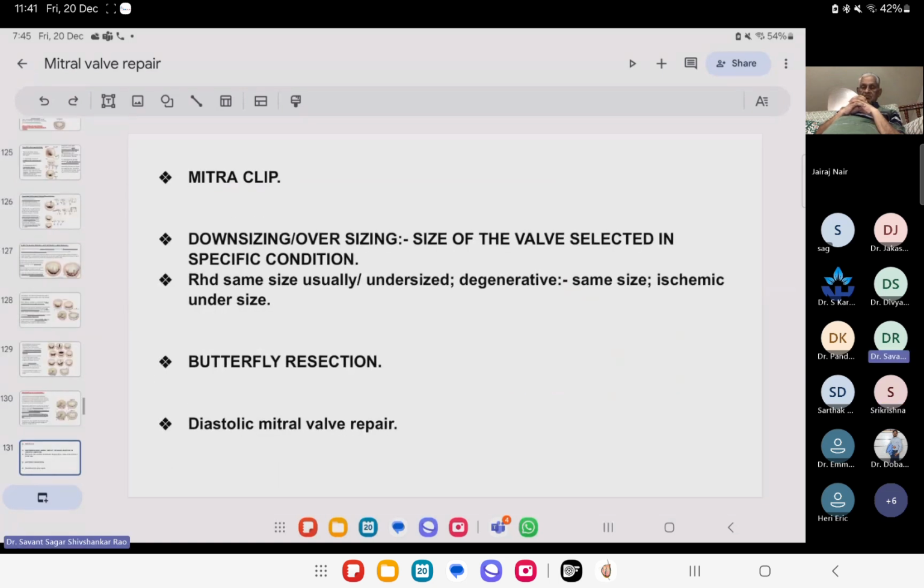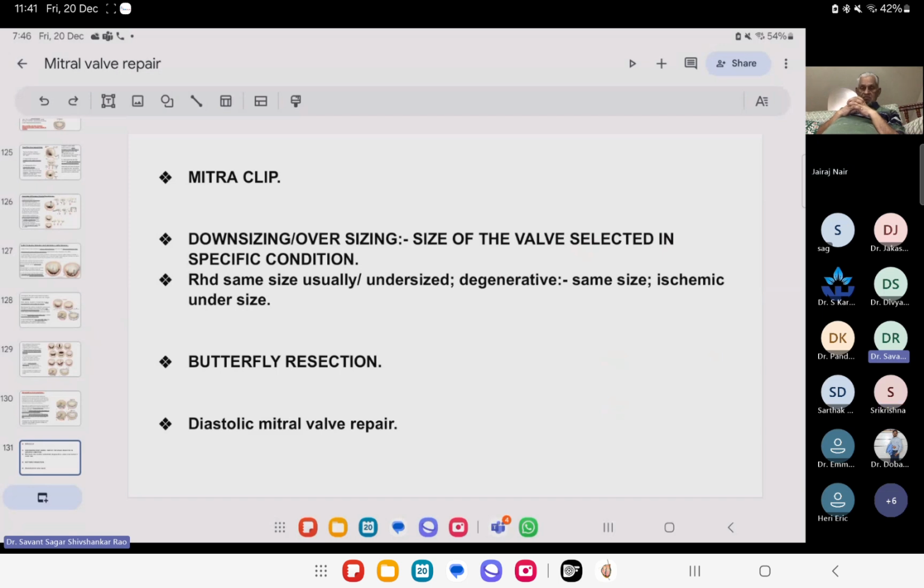So these were the last. Previously, we had asked questions in the previous class: that is the mitra clip and the size of the valve which is selected. Most of the time, we will use the same size, or undersized. Very less likely undersized. In degenerative diseases, most of the time the same size is used.